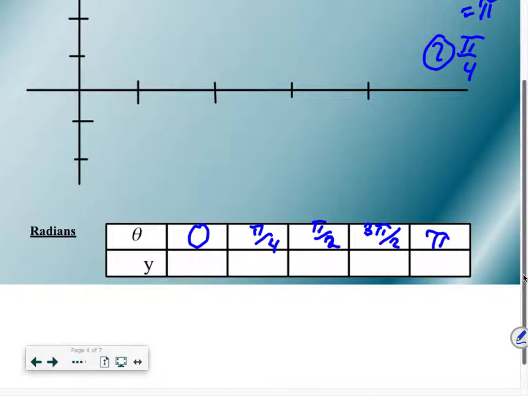Wait, why isn't it 3 pi over 4? It should be. Sorry. No, you're right. Good job, Cam. Good catch, Cam.